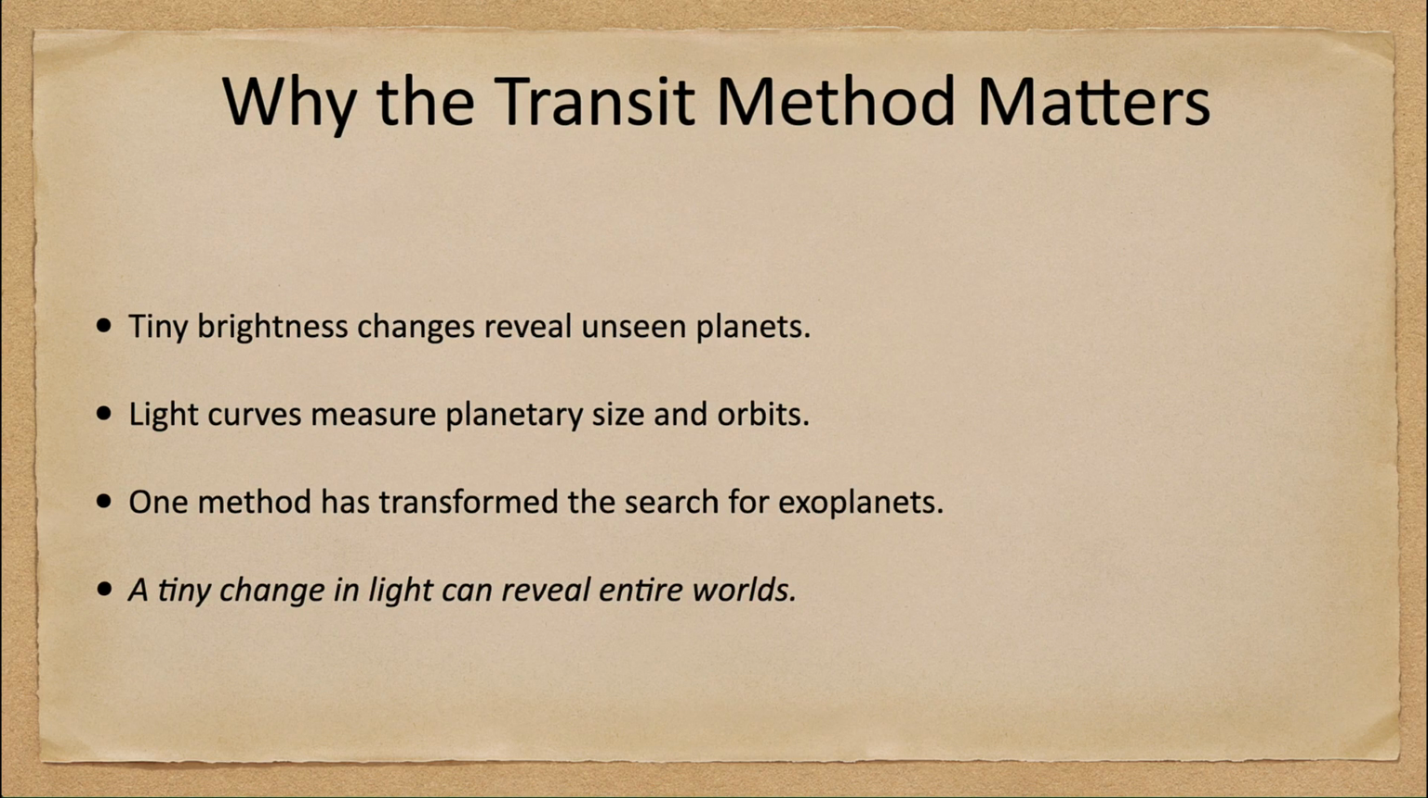The transit method reminds us that astronomy often depends on measuring incredibly small signals. A tiny dip in a distant star's light can reveal planets that we cannot see directly. By learning how to interpret those subtle changes, astronomers have transformed countless distant stars into planetary systems waiting to be explored. Every transit tells another small part of the story of our galaxy's remarkable diversity of worlds.